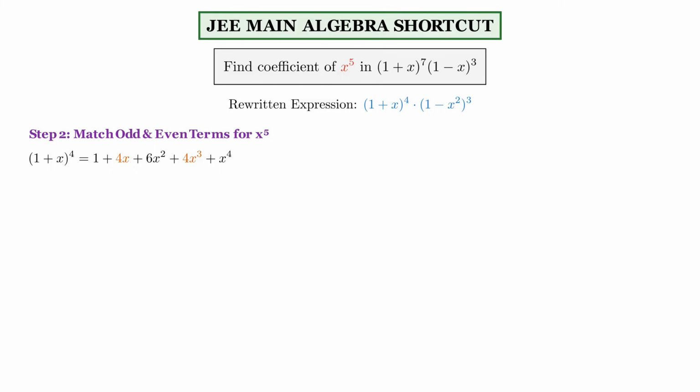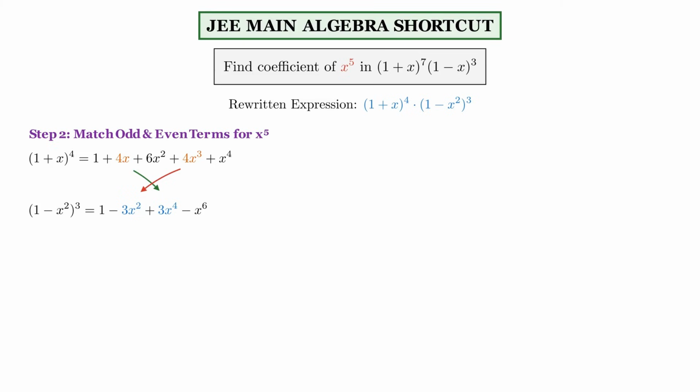Let us expand (1 minus x square) raised to the power 3 using simple binomial coefficients, that is 1, 3, 3 and 1. So it becomes 1 minus 3x square plus 3x to the power 4 minus x to the power 6. Now let us pair them up to make x to the power 5 using the products. The first pair is take 4x from the left and multiply it by 3x to the power 4 from the right. The second pair is take 4x cube from the left and multiply it by minus 3x square from the right.